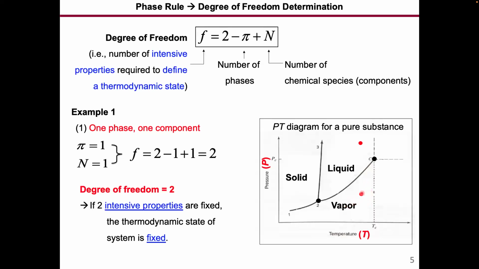So that's why in this particular case, if we are dealing with one phase, one pure substance, one component, you actually need to know both temperature and pressure to really say that this system is either in the vapor state or in the liquid state, okay? So the degree of freedom is equal to 2. If two intensive properties are fixed, the thermodynamic state of the system is fixed.